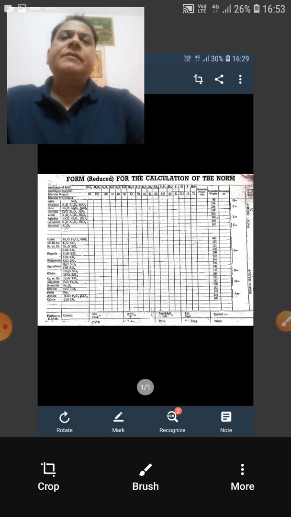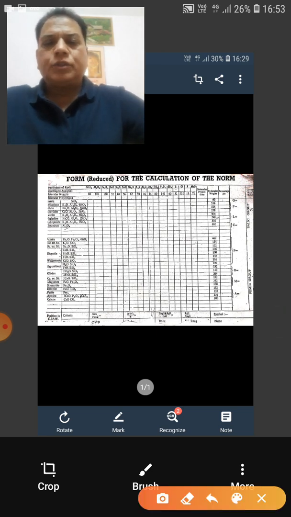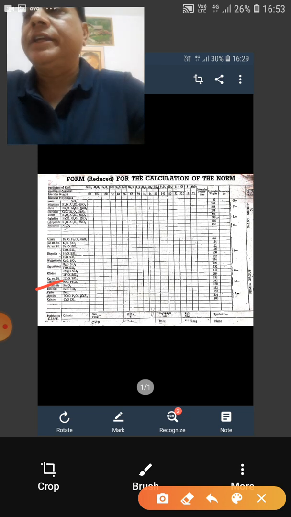Then the next mineral is your hematite. Now hematite as such, you all know that the composition of hematite is Fe2O3.